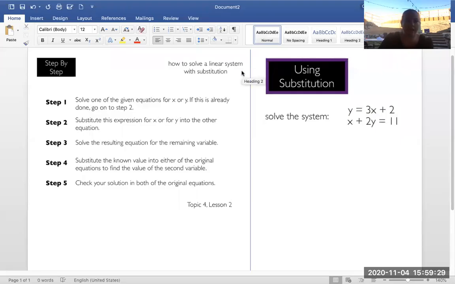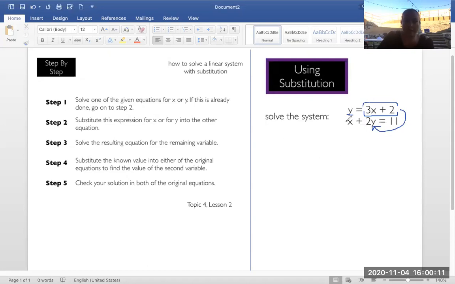So let's look at how we can use substitution to solve our linear system. Sometimes you might see a system where you already have a variable that has been isolated. In other words, you know what the variable equals. In this instance, we have a slope-intercept form equation, y equals 3x plus 2. Since we know that y equals 3x plus 2, we're going to simply substitute this expression, 3x plus 2, into our variable for y in the other equation.